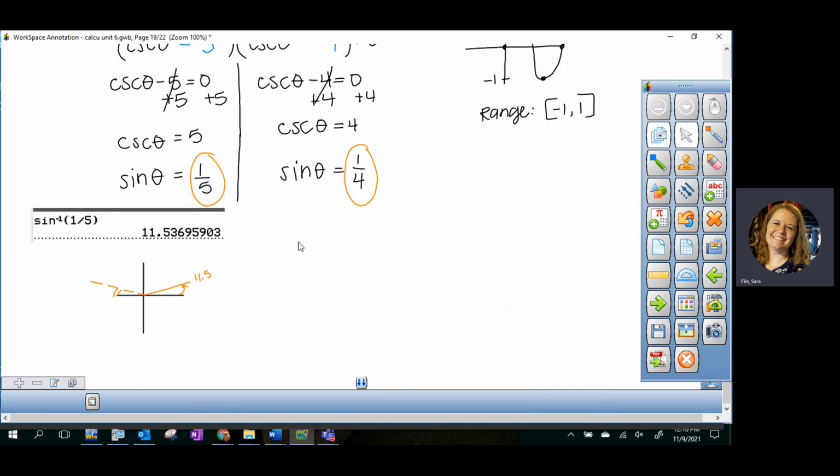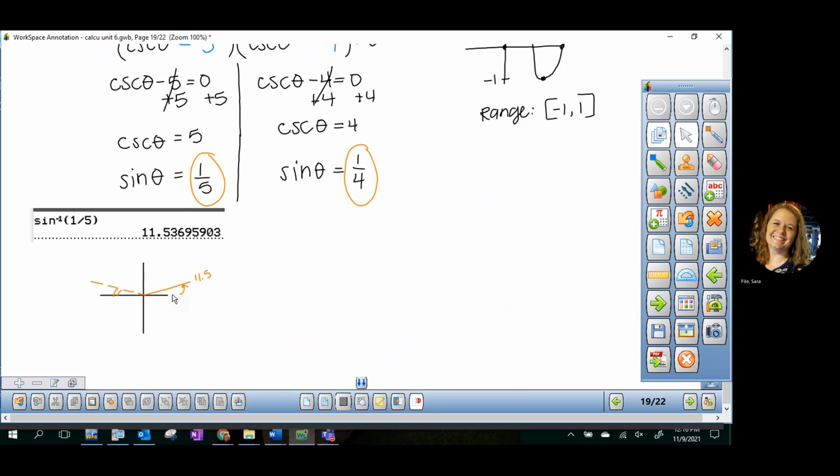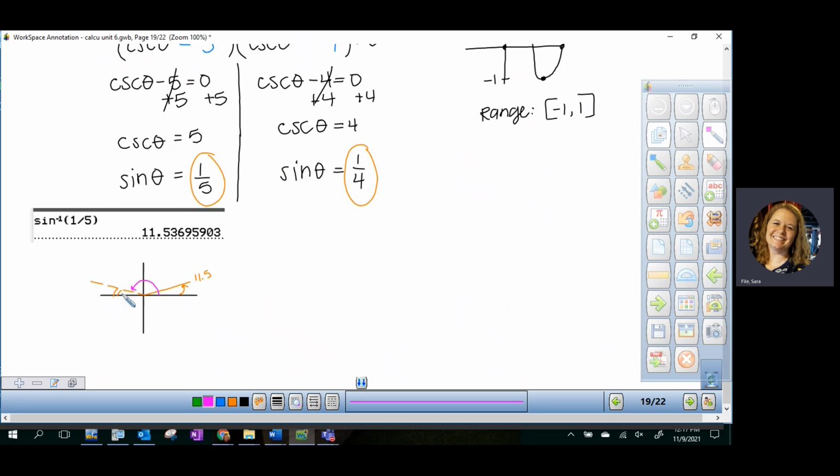If the reference angle here is 11.5, how can I find the actual angle? If this little piece is 11.5 degrees, what would I do? What's a semicircle? What would it be if I went all the way to the x-axis here? 180. And I need to be 11.5 degrees short of that. So what should I do? So 180 minus 11.5.